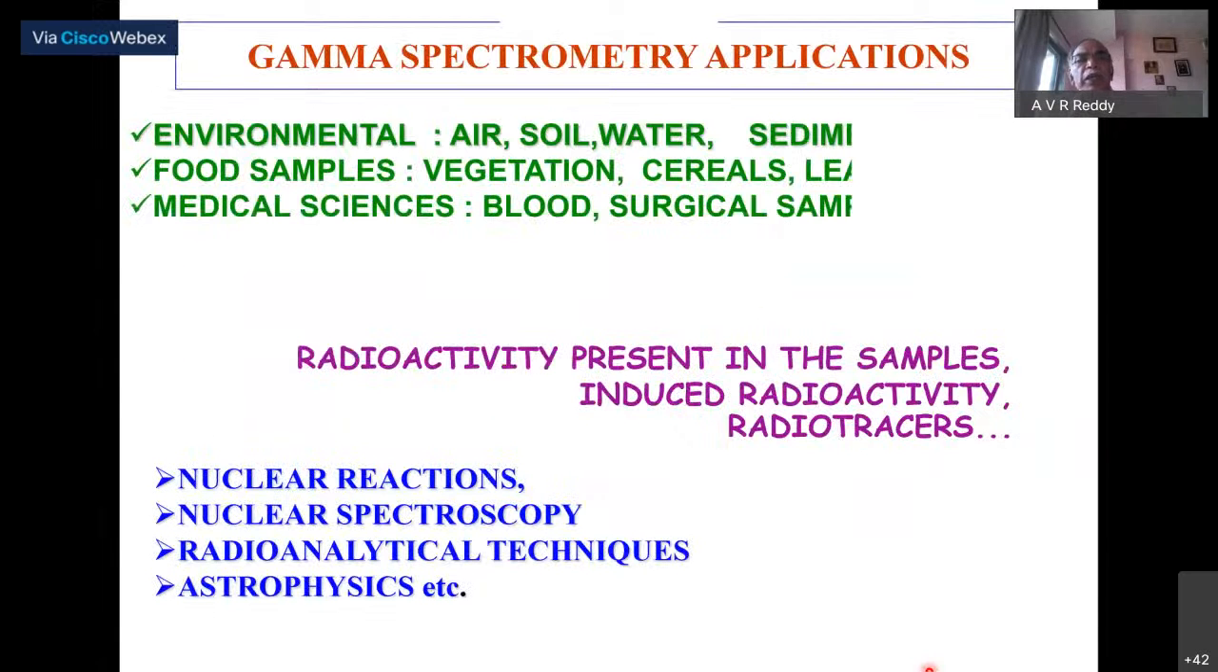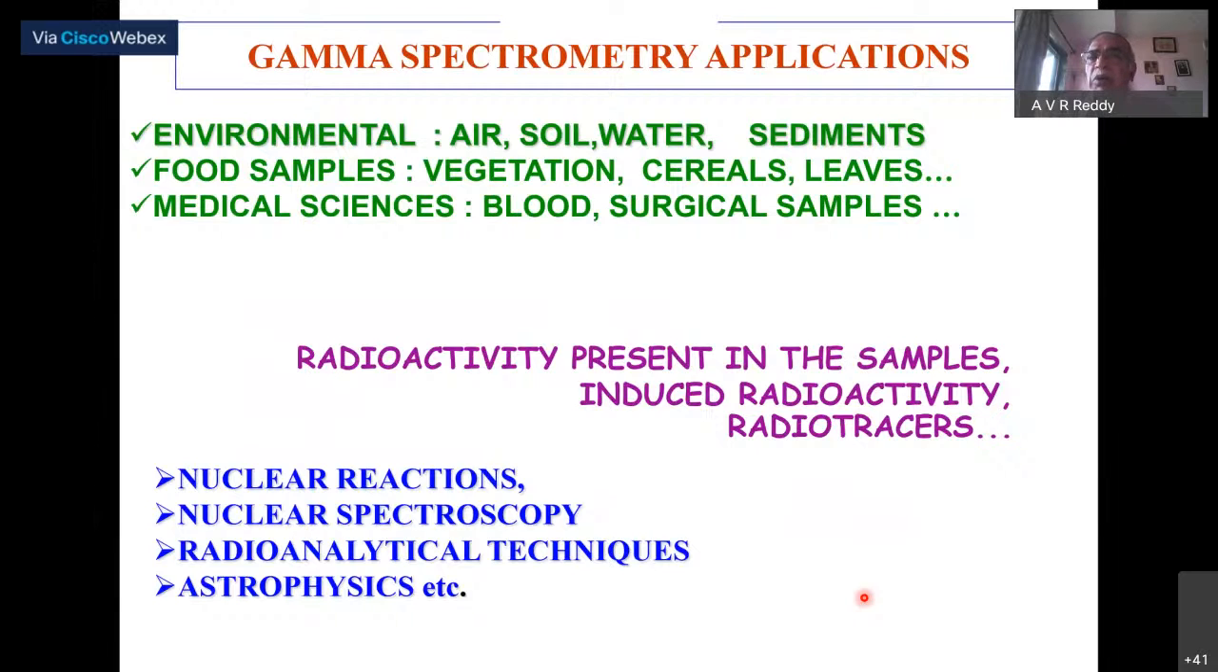And gamma spectrometric applications are many. You can read yourself all these things. Any field you talk, you will get an application of gamma ray spectrometry, but you have to have a radioisotope or you produce the activity by activation.